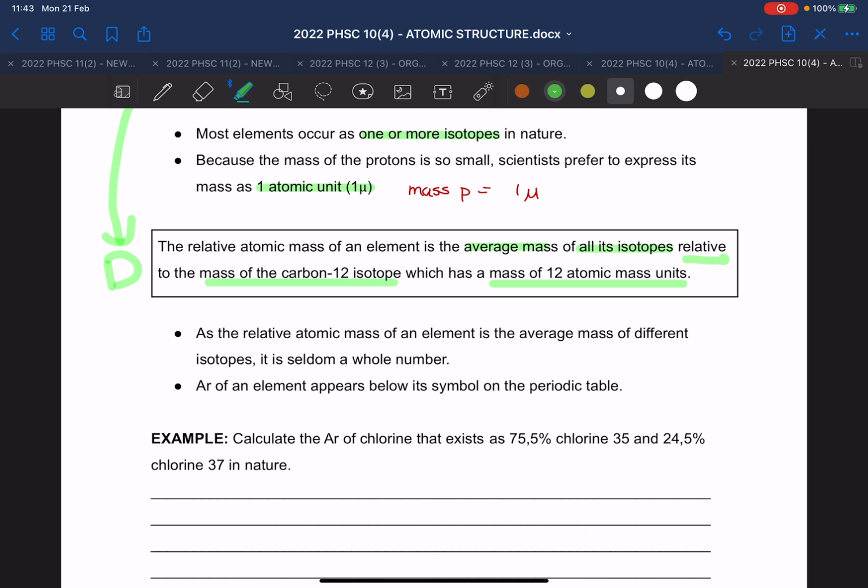Okay. Ja. Nee, ek het hom ingestuur vanoggend.